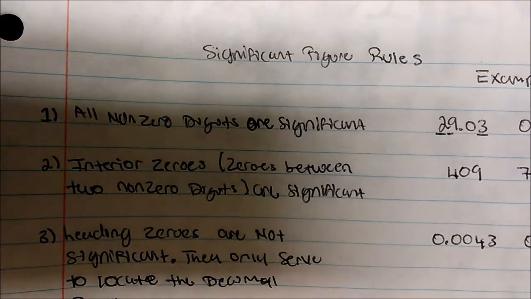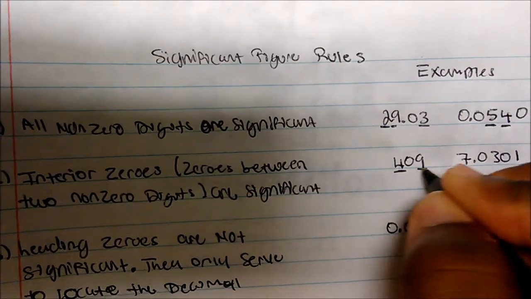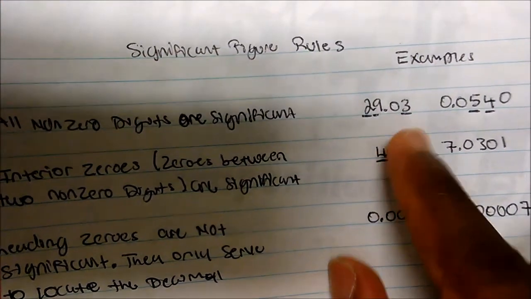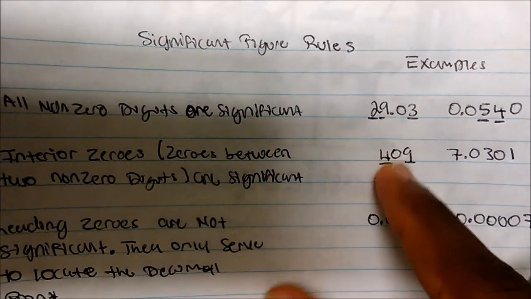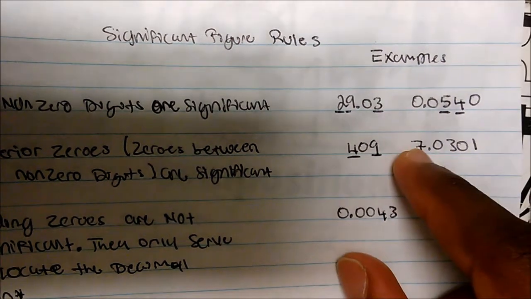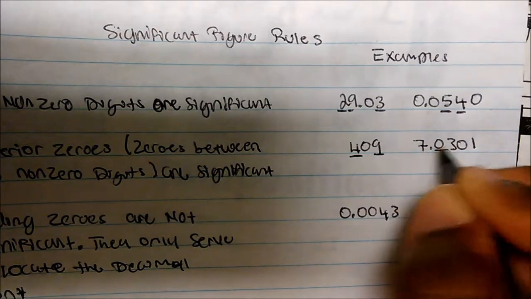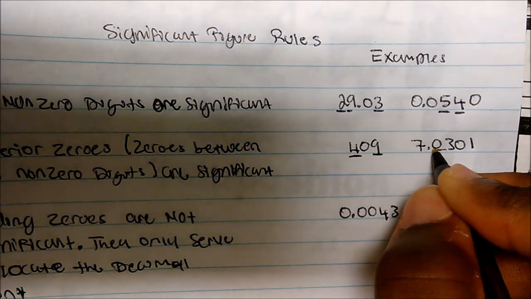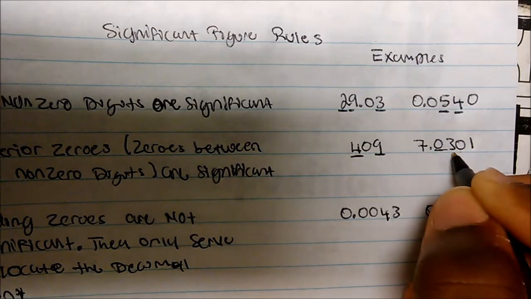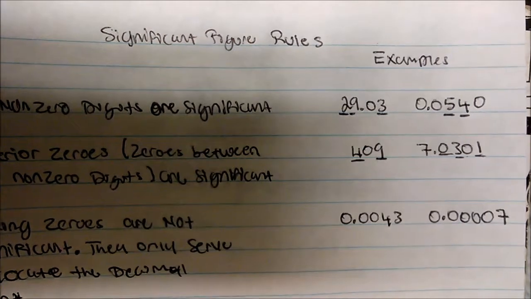Now the second rule says that interior zeros are significant. What do we mean? Well, zeros between 2 non-zero digits. Notice that here are my 2 non-zero digits, and I have a 0 in between. So these happen to be significant. Now for this one, you can see that this 0 is sandwiched between 2 non-zero digits, and so this 0 is significant also. Again, this 0 is significant because here's 3, here's 1, and it's between 2 non-zero digits. So that's the second rule.